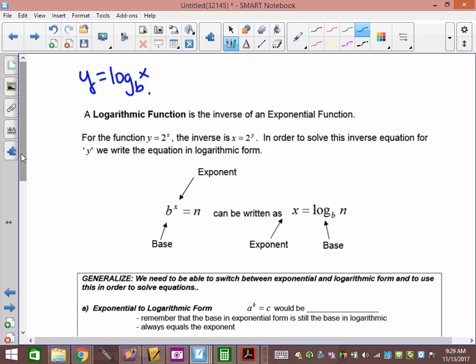Whenever I go from log to exponential, I do the 7 rule. So if you put the log on the left, you can make a 7. If you have the log on the right, you're making a reverse 7. So if I wrote this like this, log base b of x equals y, and I want to convert it to exponential, I can go b to the y equals x.